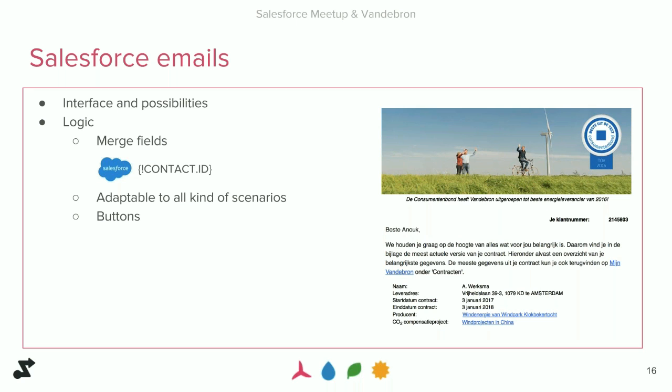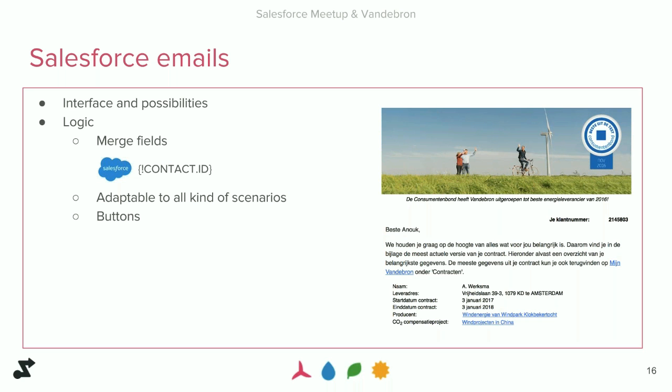And we use this by the fields that are previously, for example, the customer number. This is actually a field that we have in Salesforce, so we use the merge field for that. Then we also use other logics, which are, for example, dependent on where the email is triggered.